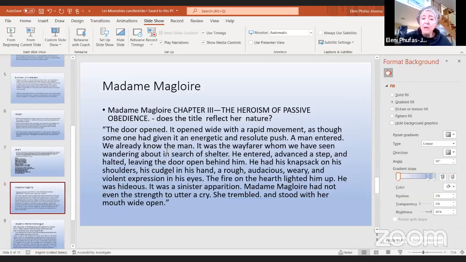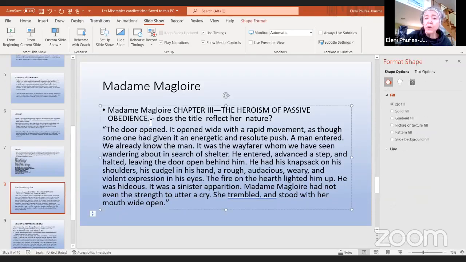Madame Magloire is also a very interesting character. Chapter 3 is titled The Heroism of Passive Obedience. That's how Victor Hugo titles his passage.